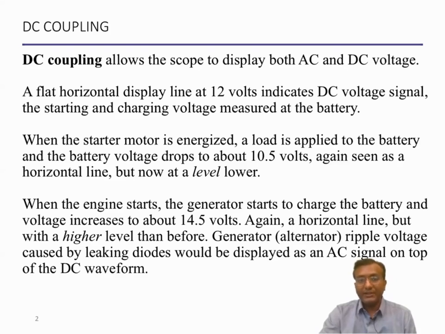If you are testing a car battery during starting, DC coupling shows a flat line at around 12 volts. As the starter engages, the line drops to 10.5 volts. Once the engine starts, the alternator raises the line to around 14.5 volts. And any AC ripple from a faulty diode will appear as a small oscillation on top of this line.